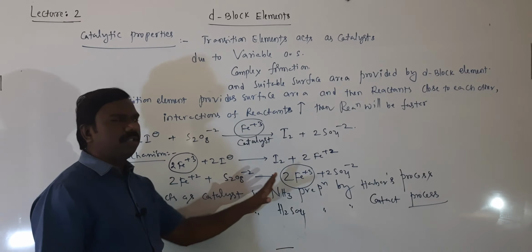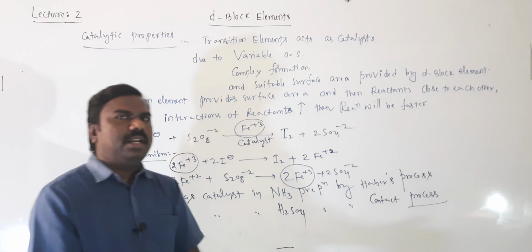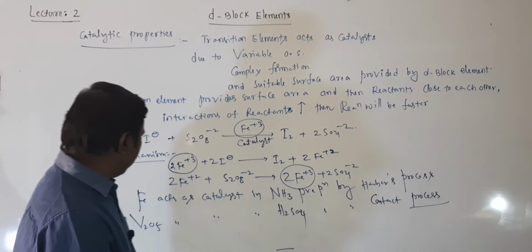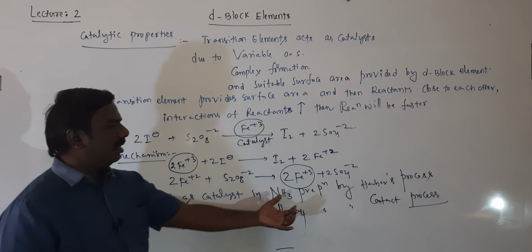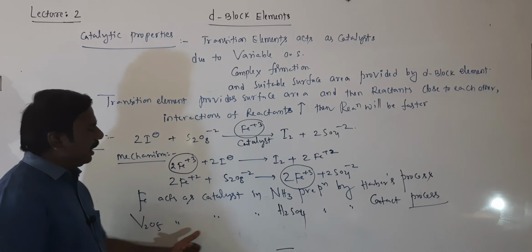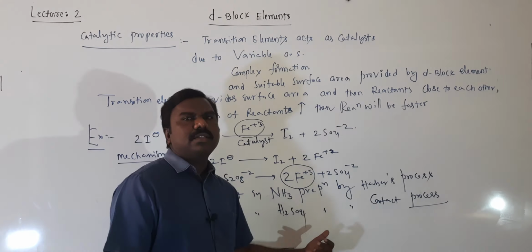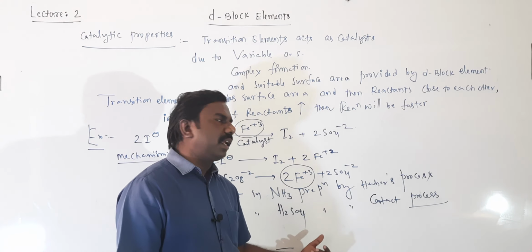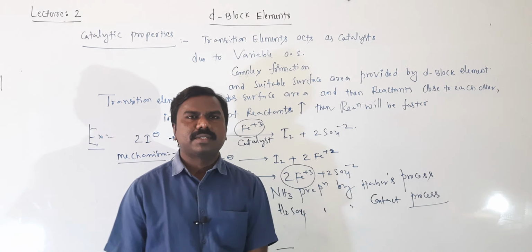It does not change. Many examples we read in the p block elements chapter. Iron acts as a catalyst in the preparation of ammonia by Haber's process. Vanadium pentoxide is used as a catalyst in the preparation of sulfuric acid in the contact process.